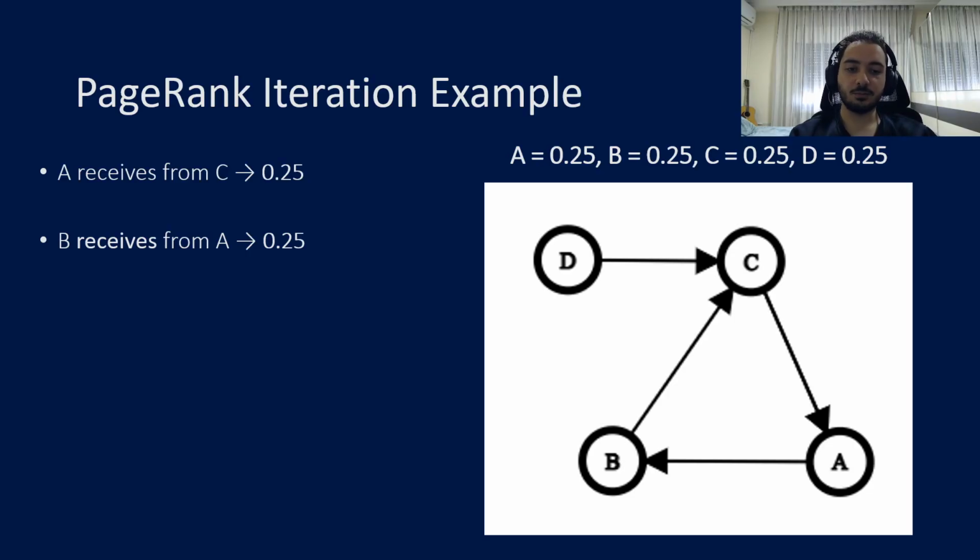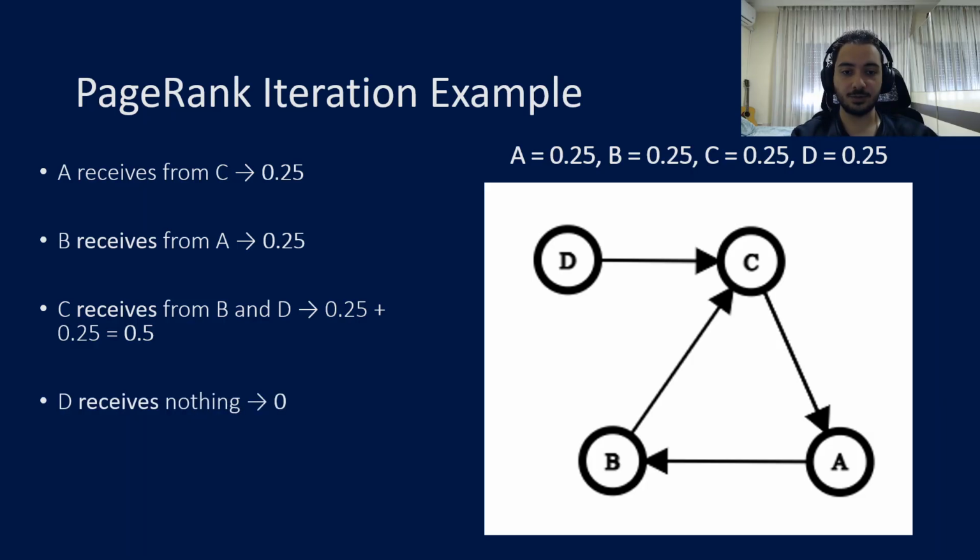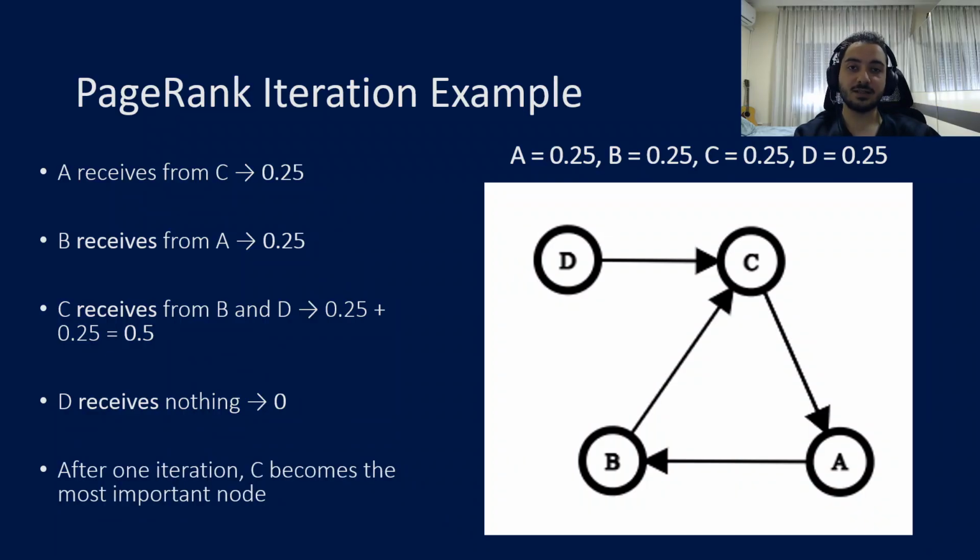Node C receives importance from two nodes, B and D, so it will get 0.25 plus 0.25, which is 0.5. And lastly, we have node D, and it has no incoming connections, so it receives no influence and becomes 0. So after this one iteration, we can already see that node C becomes the most important node in this network. This happens because it receives influence from multiple nodes, while others receive influence from fewer nodes.